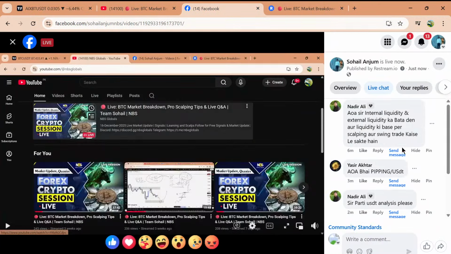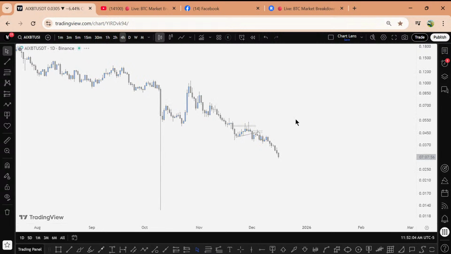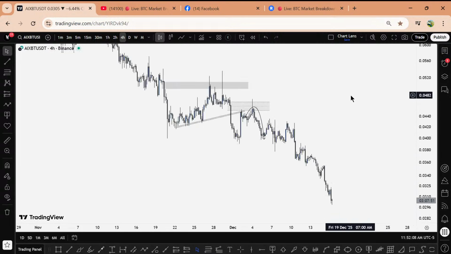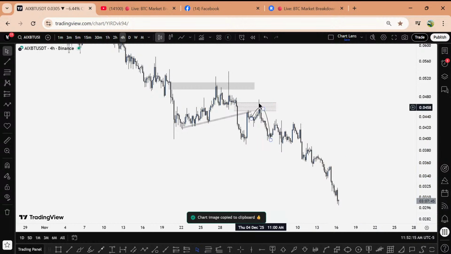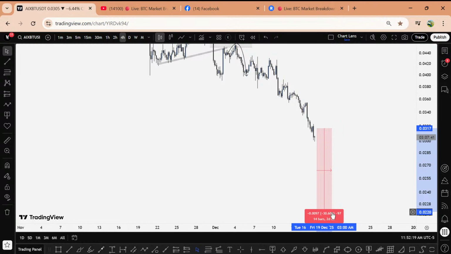I will cover this in a learning session. For now, if I check out AIXBT, this is completely bearish. You can clearly see so far it has dumped really well, around 36%. I'm expecting more dump in it. This looks bearish to me.